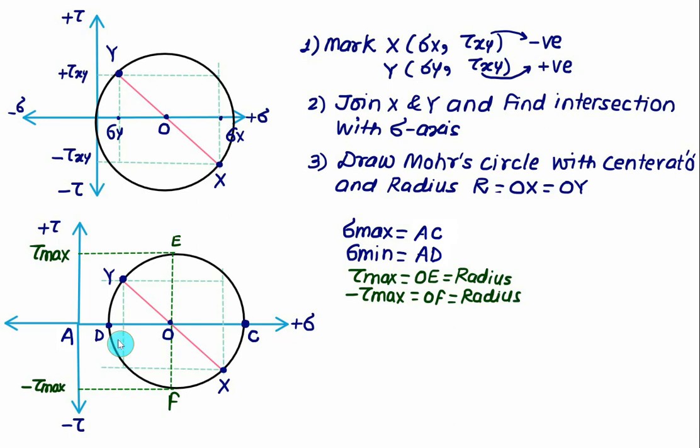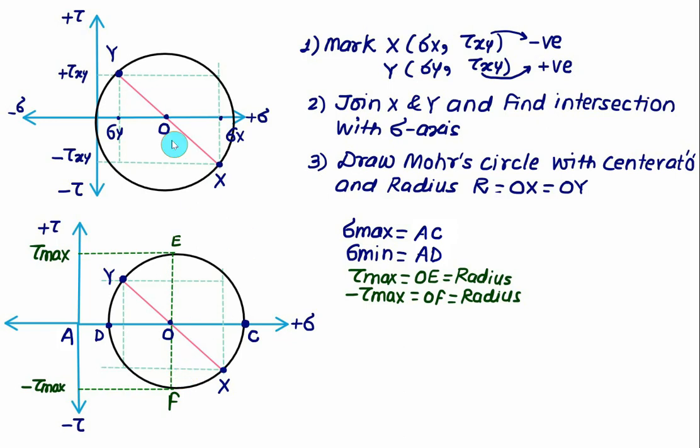Where this circle intersects on the rightmost side, that gives you the value of the maximum principal stress, and where it intersects nearer to the origin, that gives you the minimum principal stress. This time the entire Mohr circle is on the right hand side, but this is not always true. This concept can be explained very well by taking suitable examples.